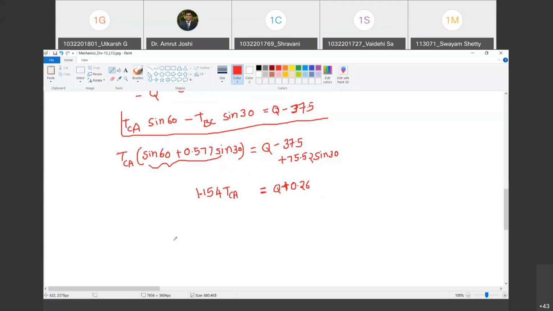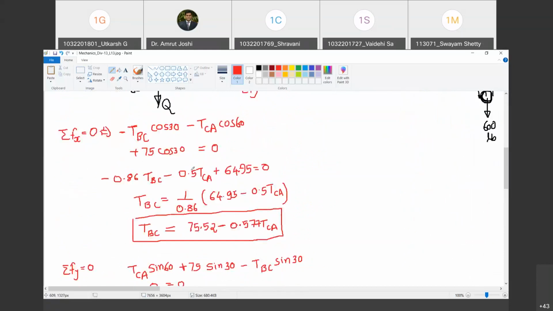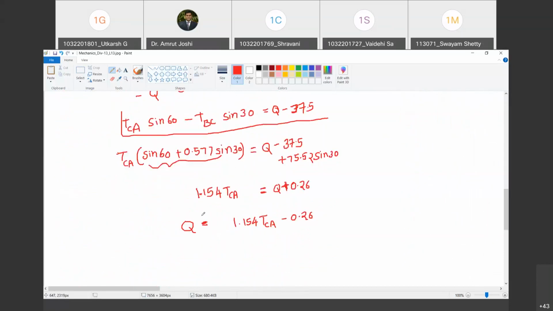Now let us estimate how much Q is. Q will be 1.154 TCA minus 0.26. I hope we have not made any calculation mistakes. We can cross verify that later. Others also, if you point out a calculation mistake, please report it immediately. I want everyone to be actually solving this problem with us. So Q is this much.